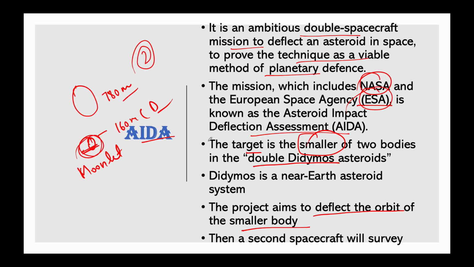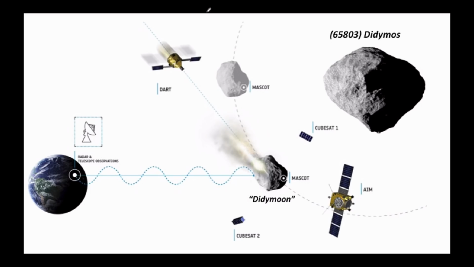Then a second spacecraft. As I told you, we are using two spacecraft. The second spacecraft will survey the crash site and gather the maximum possible data on the effect of this collision. Now, what are the tools of the mission? Before that, let me show you.